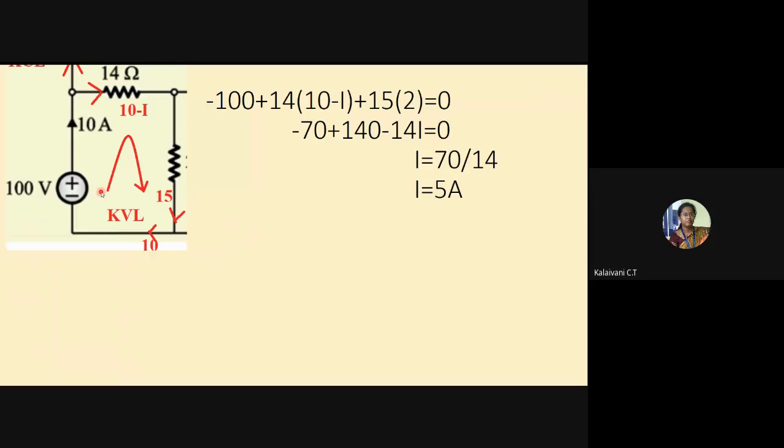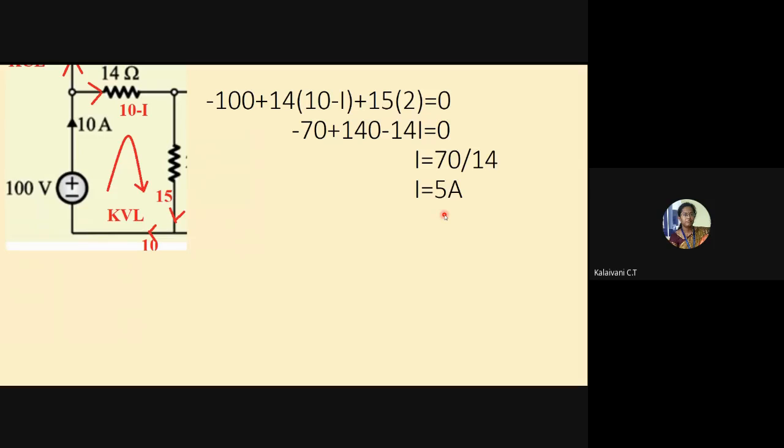So 100, here this will be 140 minus 14I plus 30. If you solve this, minus 70 plus 140, this will be equal to 70. So I is equal to 70 by 14. So I is equal to 5 amps.